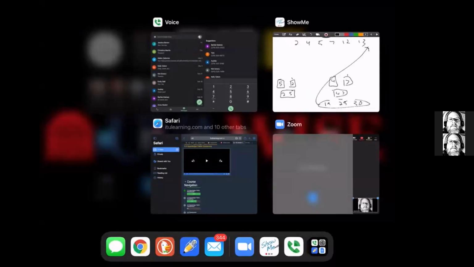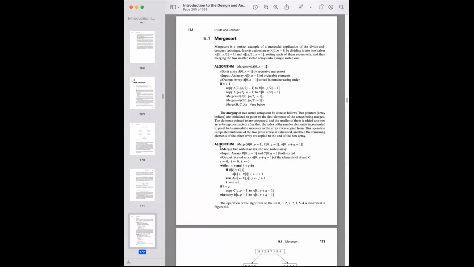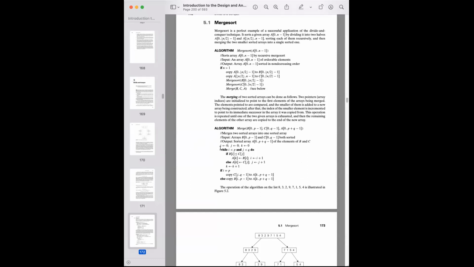So let me see if I can get back to the other share. So that's the idea here. So that was the merge sort. The merge comes in here. And again, we're looking at those positions and we're copying to our new sorted array.